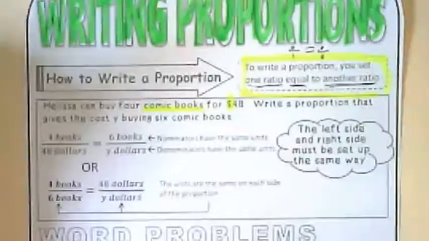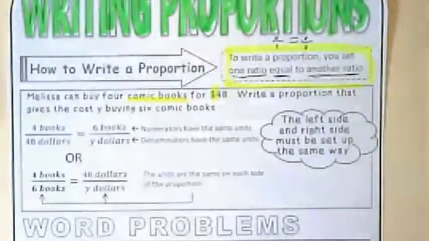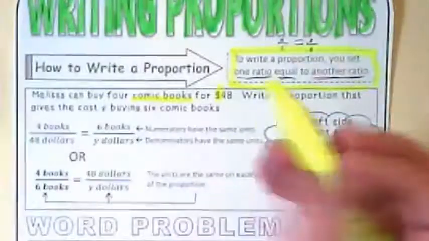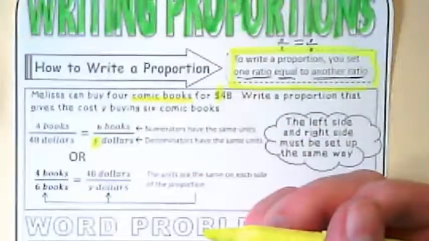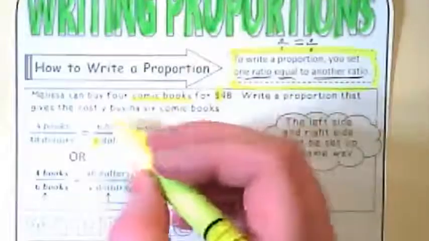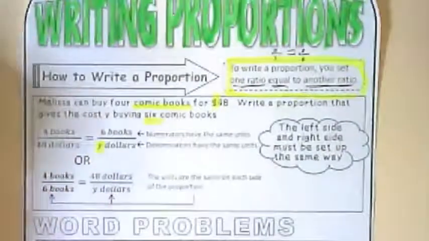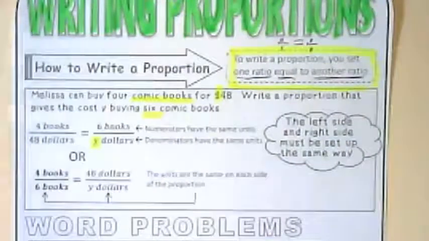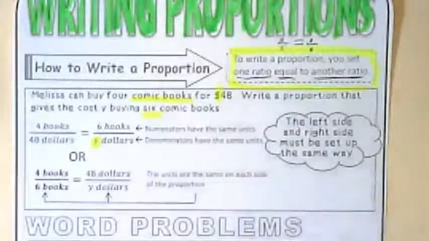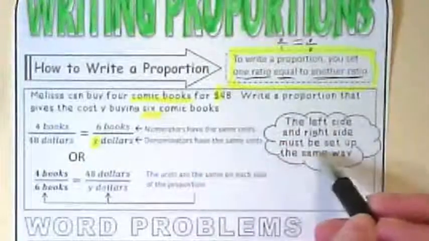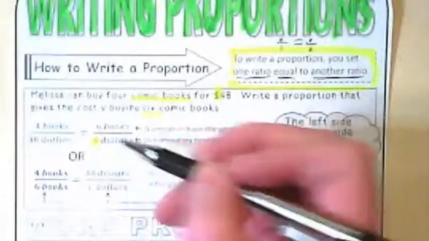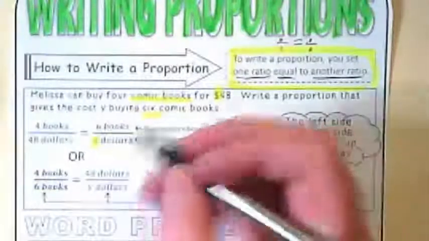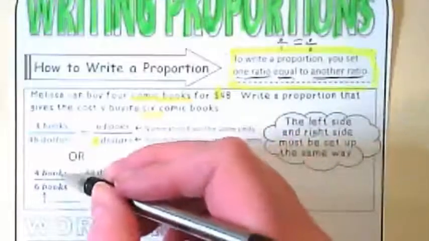The question then says, write a proportion that gives the cost Y of buying 6 comic books. So we don't know how many dollars here. That's why that's our variable. But we do know from the problem that we're trying to find out how much money it'll cost for 6. It's really important that the left side and the right side are set up so that books are over dollars on both, or you could have had dollars over books on both proportions.